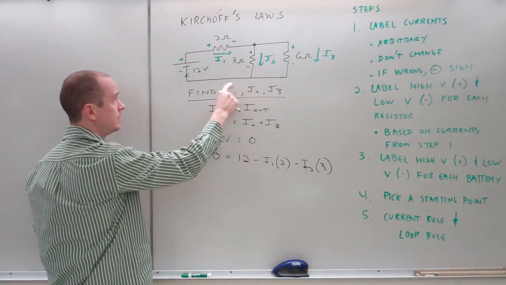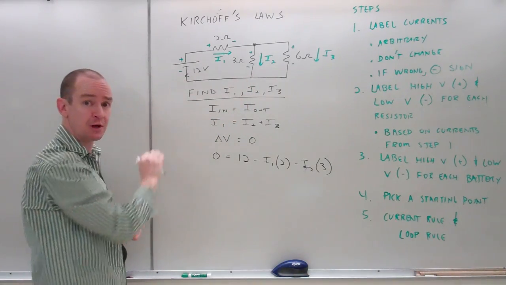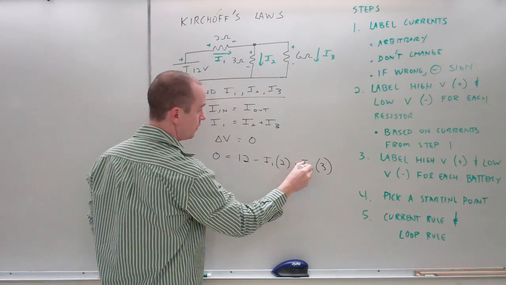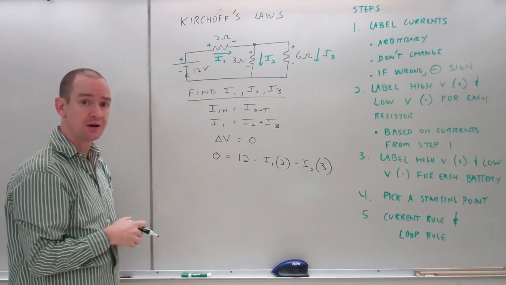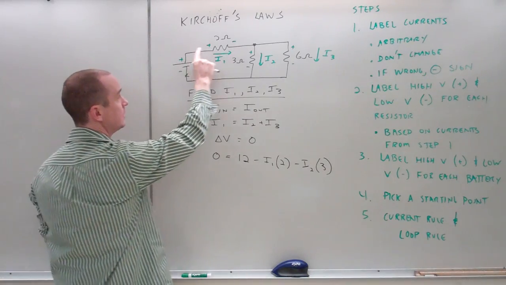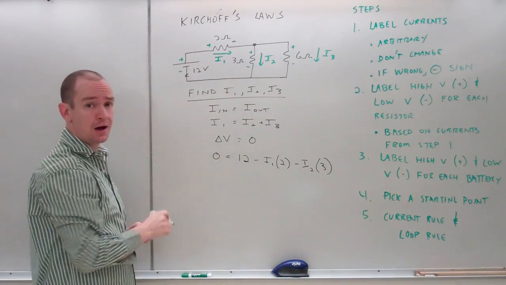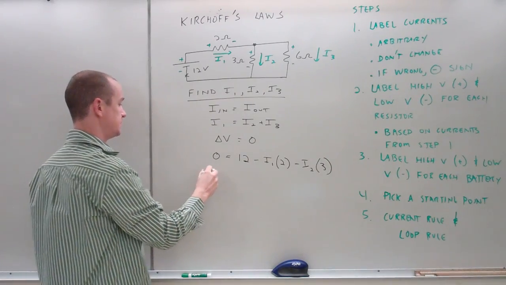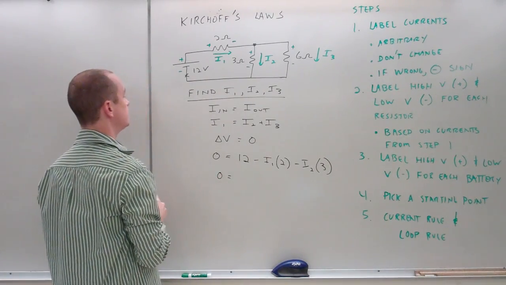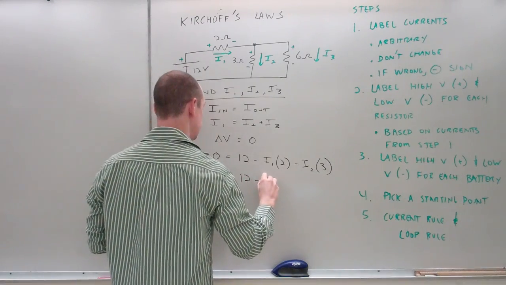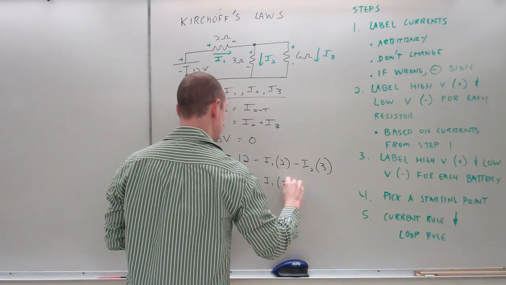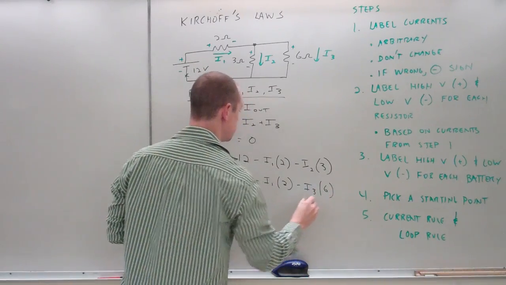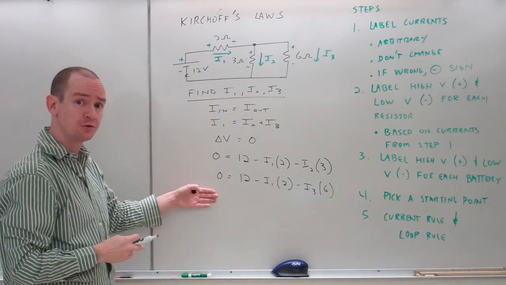I continue traveling, and I'm back to my starting place. My loop is done. Alright, so this is one of my loop rules. Let's try another loop rule. Let's take the outside loop. I would pause the video and try writing the outside loop. I hope your loop rule matched mine.